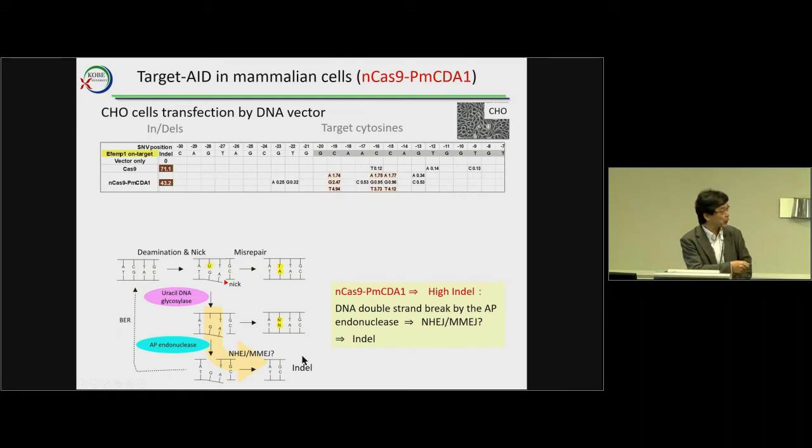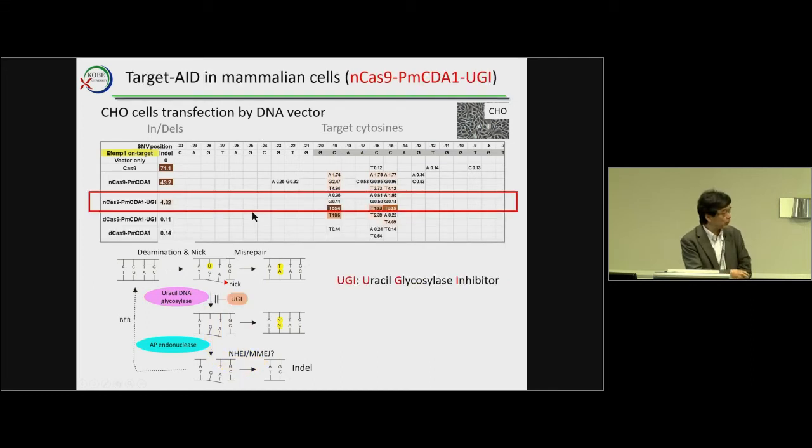So in a sense, as a result, the majority of the edited results are indel formations. So then, of course, we try to stop these BER reactions by introducing the UGI, uracil glycosylase inhibitor systems. As we expected, if we utilize the Cas9 deaminase and UGI, we significantly reduce the indel formations. And as we expected, C2T mutation in the targeted areas is the majority of the edited results.